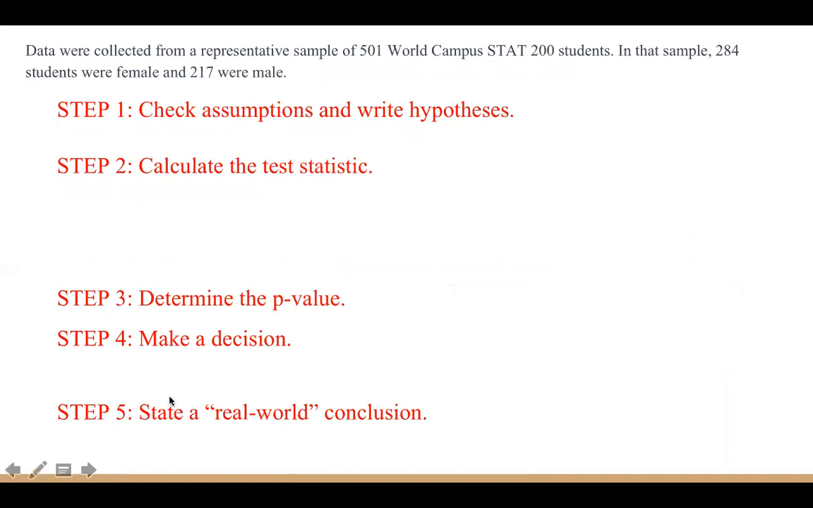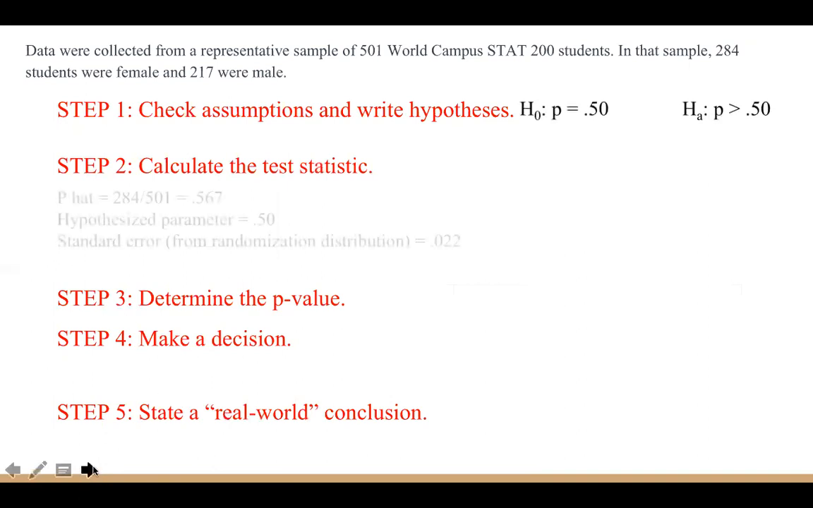First, we're checking our assumptions and writing our hypotheses. Here we already know that our data is of a sufficient sample size, so we can go ahead and write our hypotheses. Our null hypothesis is p equals 0.5. We want to see if more than half the students are female, so our alternative hypothesis is p is greater than 0.50.